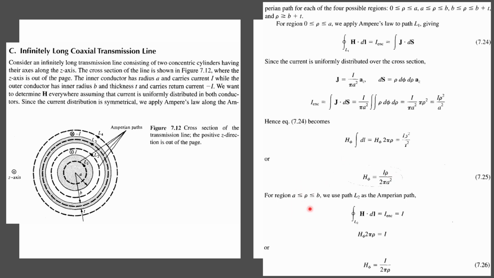Now let's consider the variable rho in between a and b, that is, in this second region. Here, since the entire inner cable is enclosed, there is no need to compute the current; it will be the total I, and the Ampere path has the radius rho. So H times 2 pi rho equals I, so H will be I by 2 pi rho. So we have already got the two values. Now let's find the third.